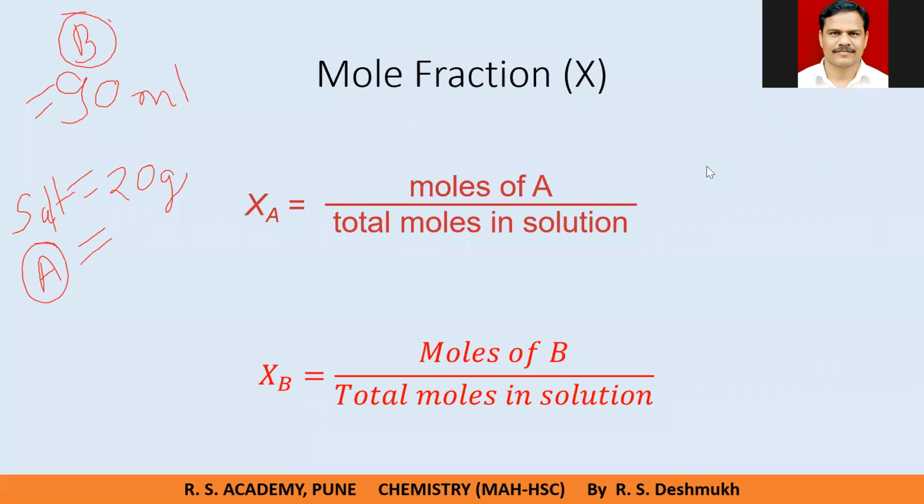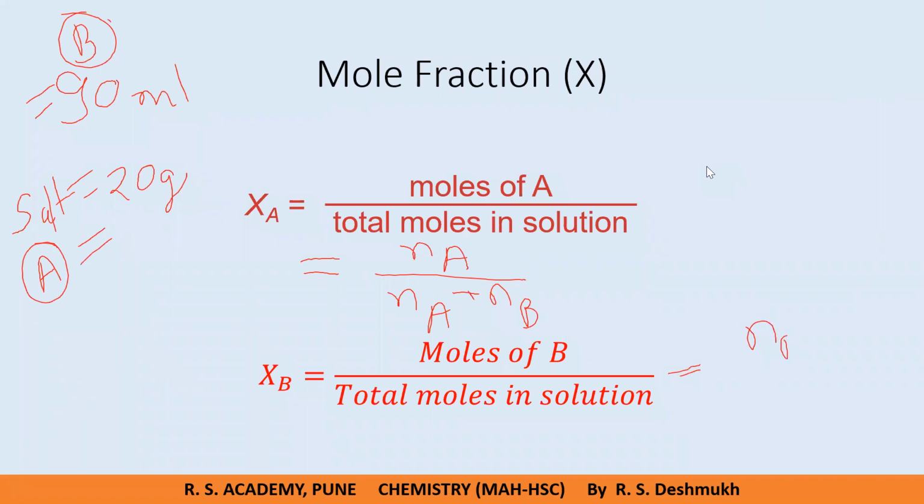I generally write it in a different way. I say n of A, that is the moles of A upon moles of A plus moles of B. Same thing here, this is the moles of B upon moles of A plus moles of B. But the thing is, how to calculate the number of moles? We have already seen how we calculate the number of moles. Always the number of moles is given by mass upon its molecular mass.